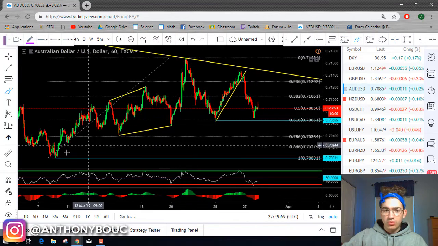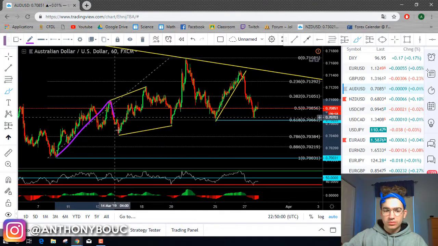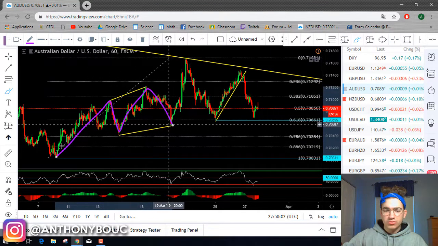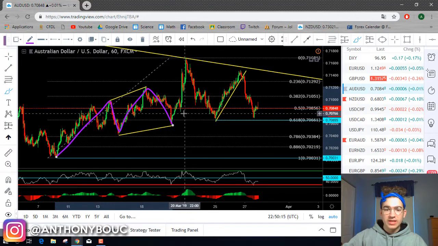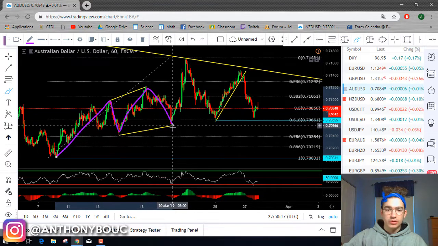So first of all, we got this nice impulse, 1 2 3 correction, right? Once again, it's not a 1 2 3 pattern. Just because we have 3 waves doesn't mean that it's a 3-wave correction, right? It's also a very important distinction that we need to make when it comes to understanding those patterns.